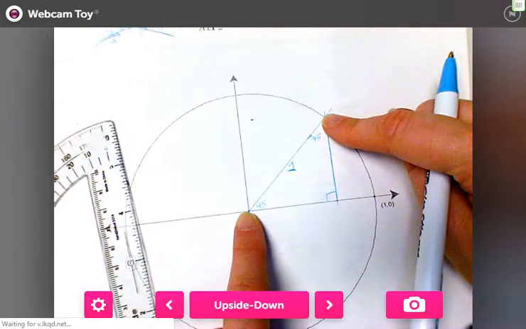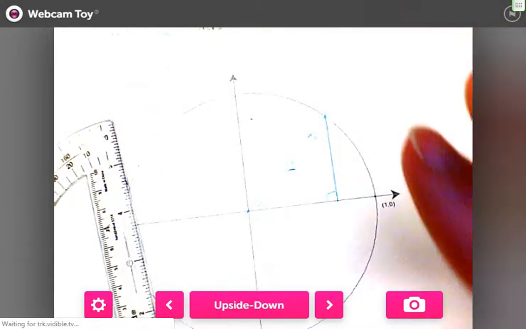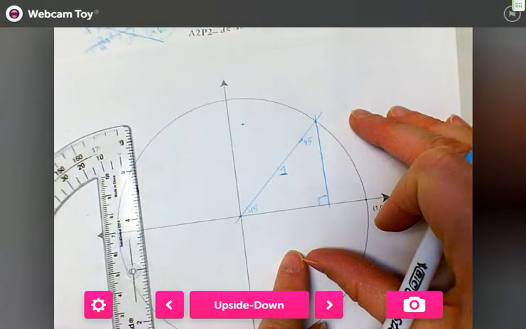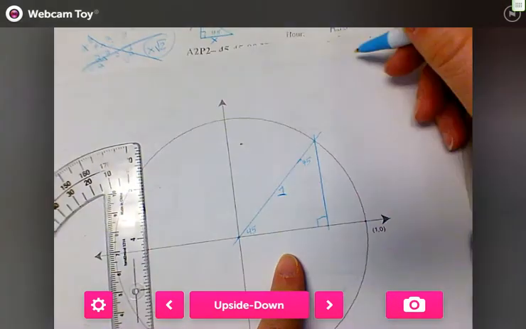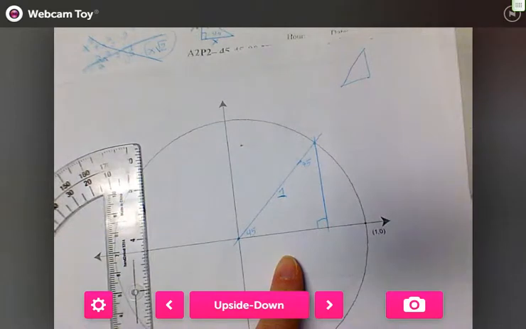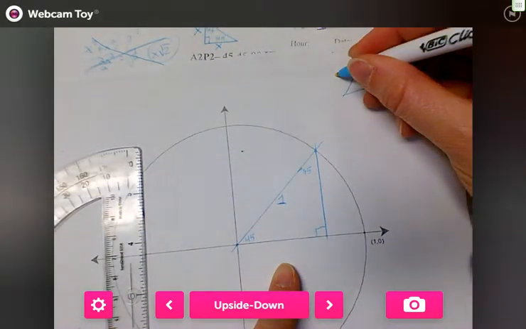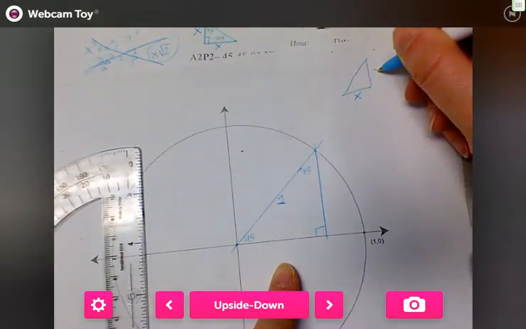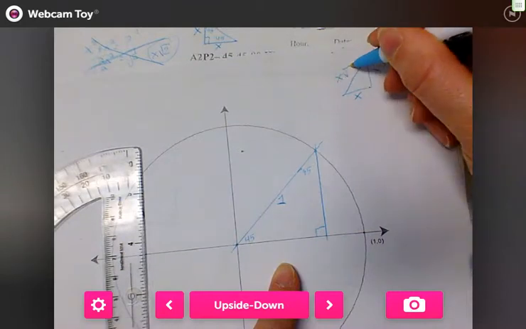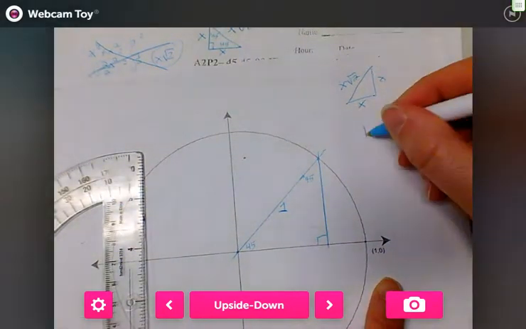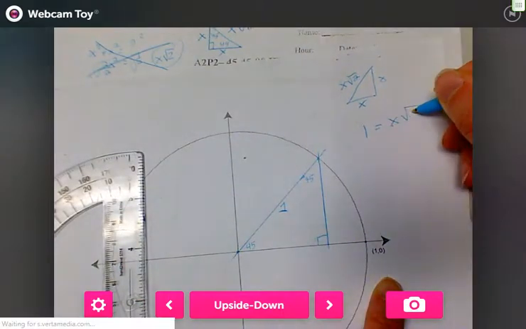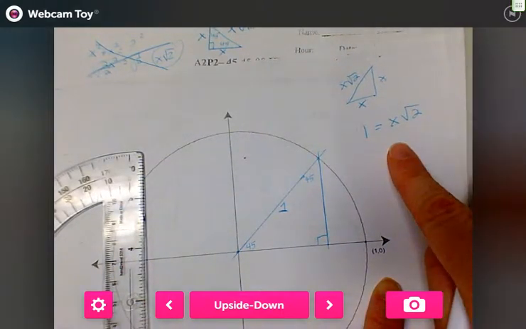Okay? All right. So now this is a 45, 45, 90 triangle. So we kind of have to think of this backwards. We knew that in a 45, 45, 90 triangle both sides are x, then the hypotenuse is x square root 2. So if 1 equals x square root 2, I want to discover what x is.